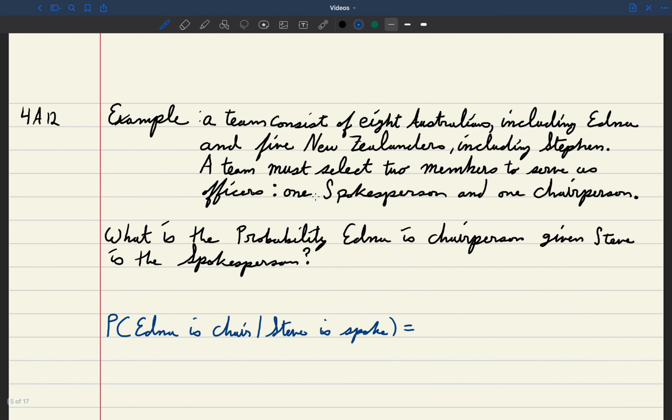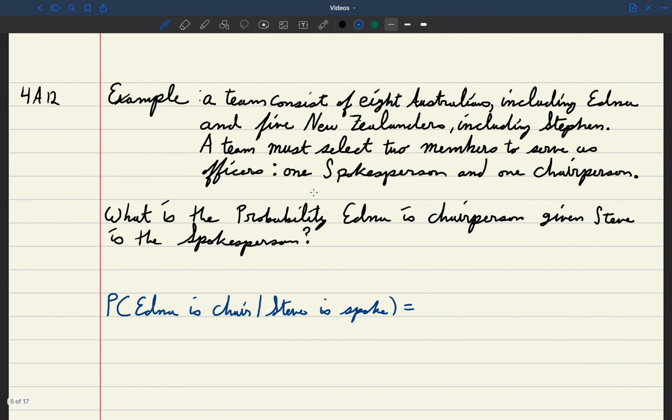So a team consists of 8 Australians, including Edna, and 5 New Zealanders, including Stephen. A team must select 2 members to serve as officers, one as a spokesperson and one as a chairperson. What is the probability that Edna is the chairperson given Stephen is the spokesperson? There are a lot of different homework problems and examples very similar to this. You may have different scenarios, but this is a very common type of question.